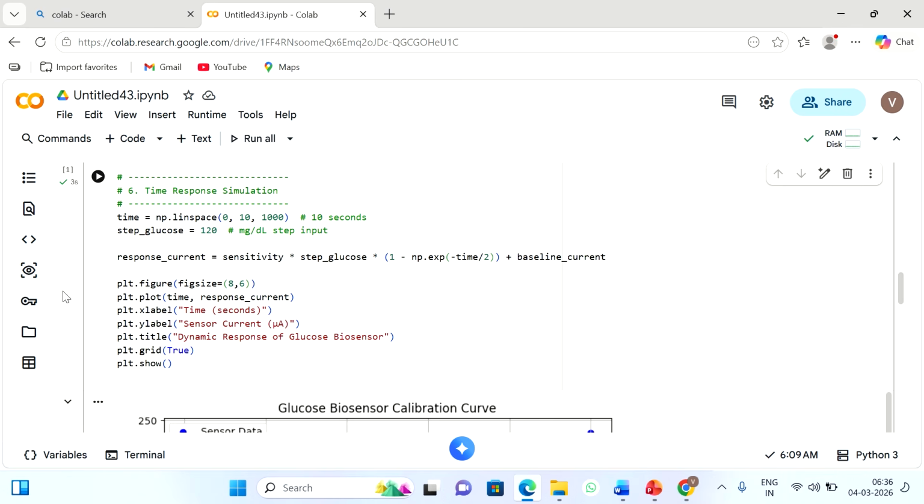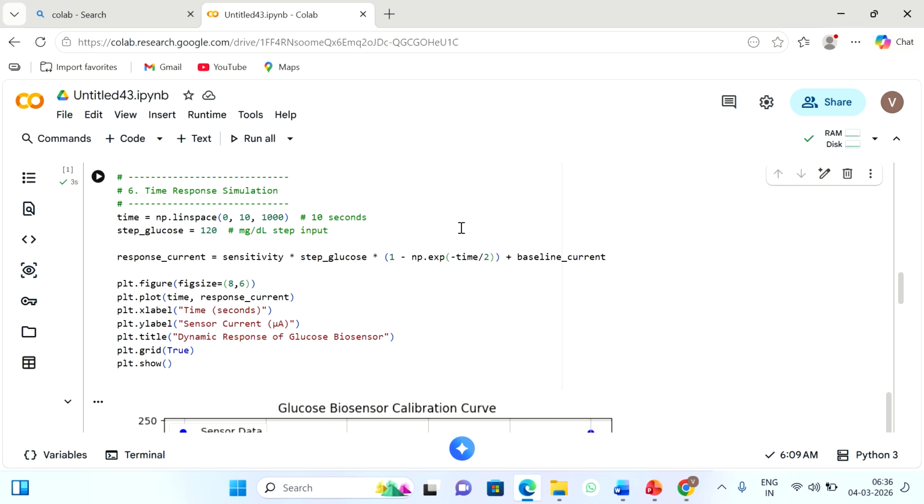This term is written as 1 minus e power minus t by tau. It gives a slow rise, and the time constant is equal to 2 seconds. It is giving the gradual stabilization. Real biosensors do not respond immediately. And in the final plot we will get time in seconds against the current in microampere. We can observe the exponential rise and steady state after a few seconds.